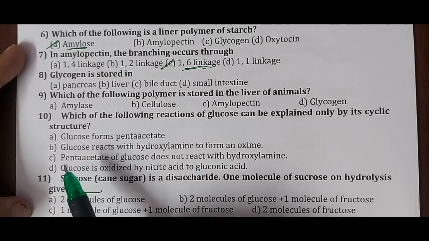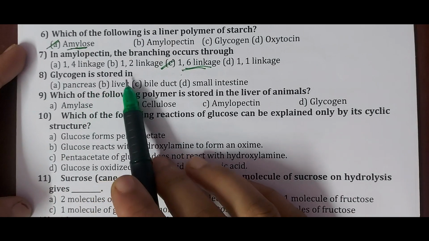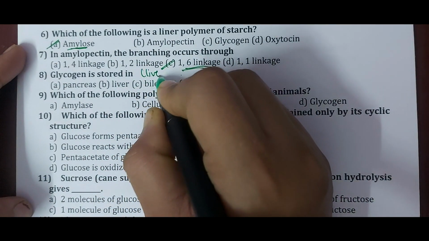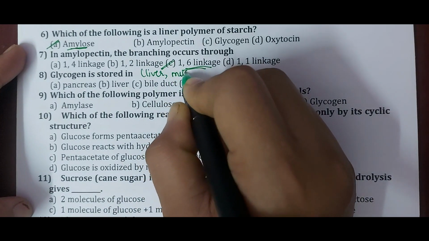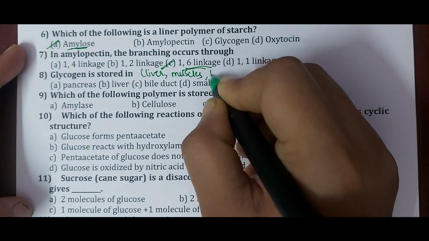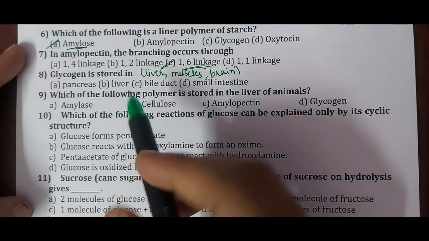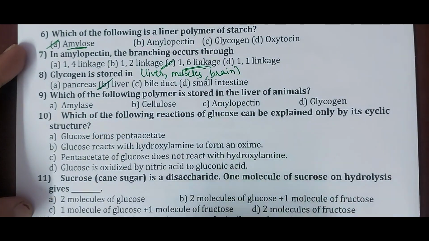Next we'll go with question number 8. Glycogen is stored in. You should know that glycogen is present in liver, muscles and brain. Out of this, the option given is liver. So the correct answer is option B.